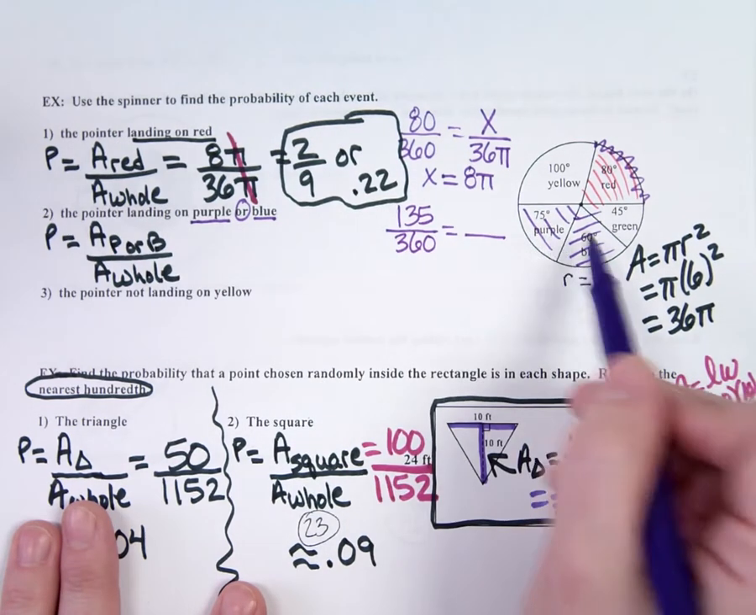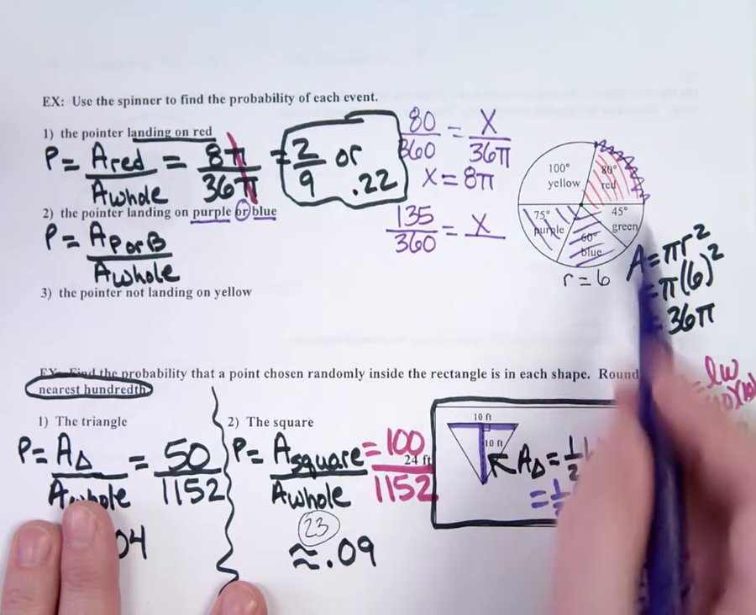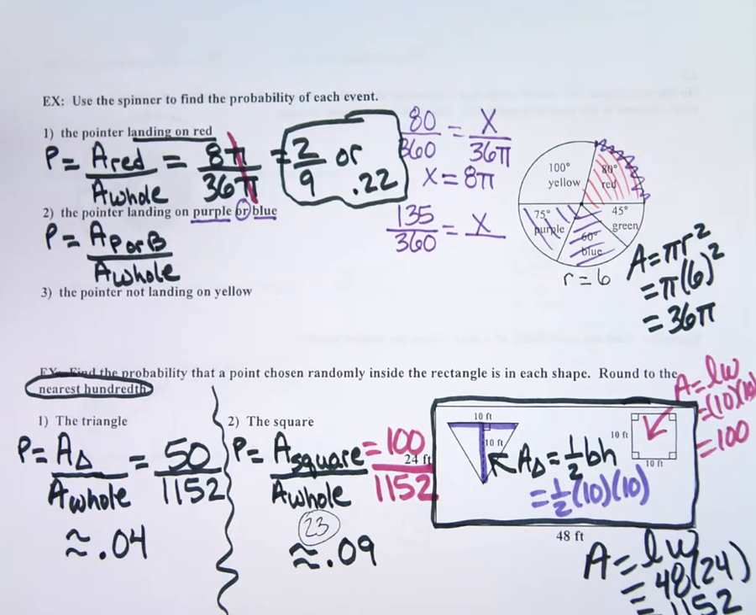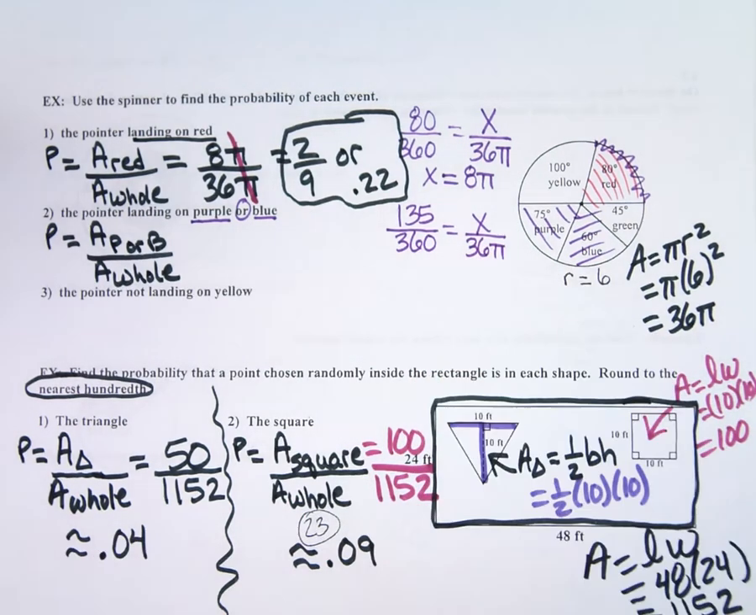I want to know the area of them both, so that's the x, out of the area of the whole kit and caboodle, which would be? 36 pi. Kit and caboodle. If you don't say it, you should. People will be like, oh, you're cool, Mason.